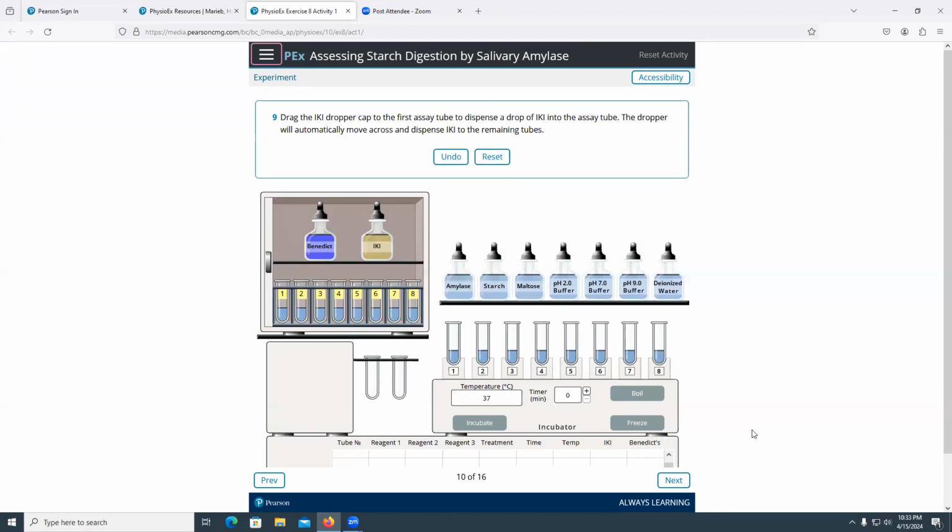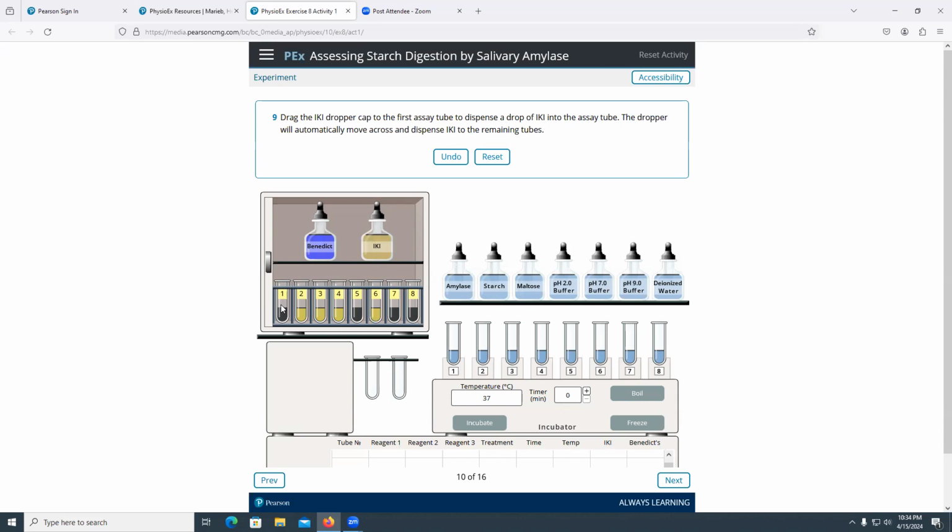The IKI dropper cap. Drag the IKI dropper cap to the first assay to dispense the tip. Okay, so now we're dropping IKI. You see it's yellow. If it turns black, that means it detected reactants. If it stays yellow, there is no reactant.